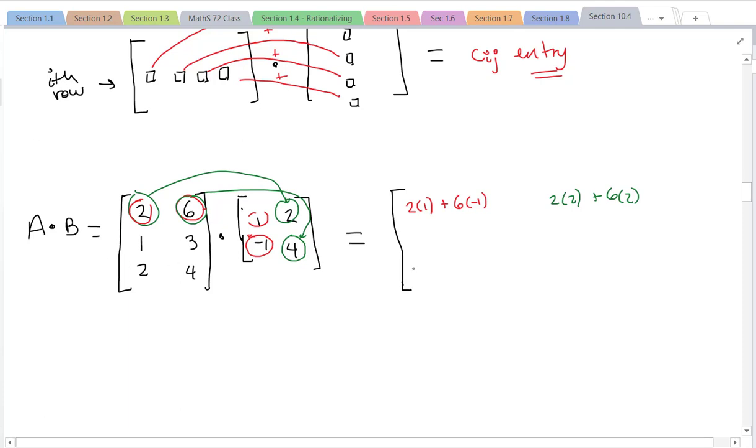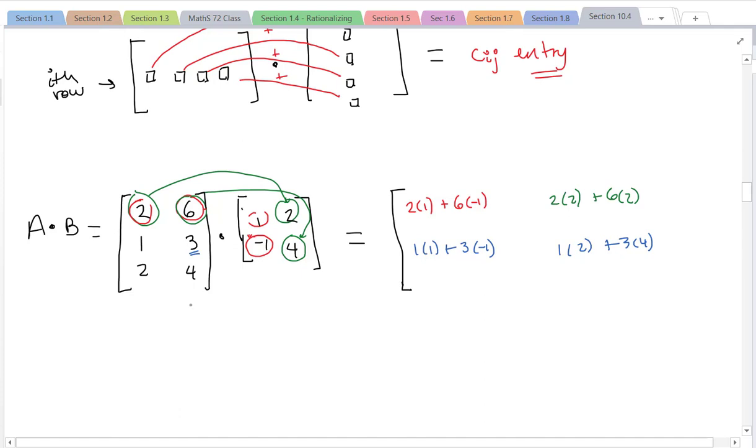So for the second row, first column, I'm going to do the second row, first column here. So 1 times 1 and 3 times negative 1. And then for the second row, second column, I'm going to do second row of A times the second column of B. And I'm running out of colors here, so I'm going to stick with the blue there. So it's going to be 1 times 2 plus 3 times 4.